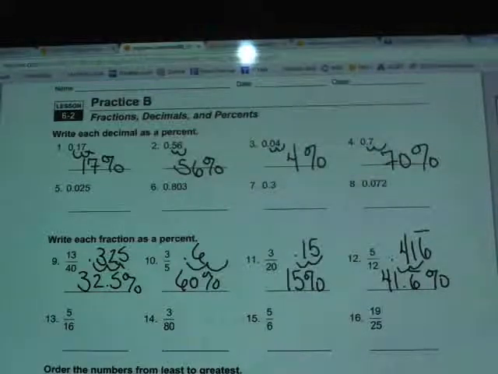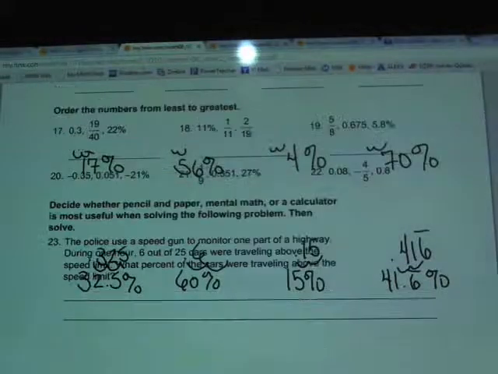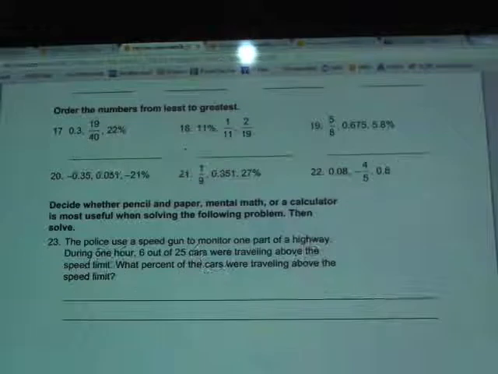All right, let's go ahead and take a look at the next set of questions there. The next set of questions is asking me to order the numbers from least to greatest. Now, as you can see, what they have there is quite a mix of choices. They've got decimals, fractions, and percents, and you've got to put them all in the same form in order to compare them.